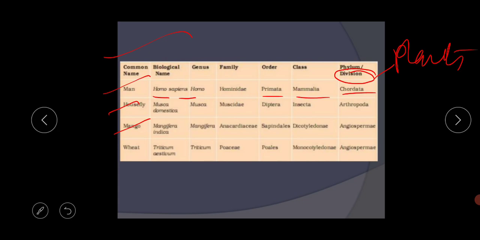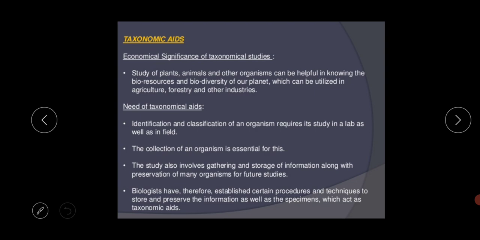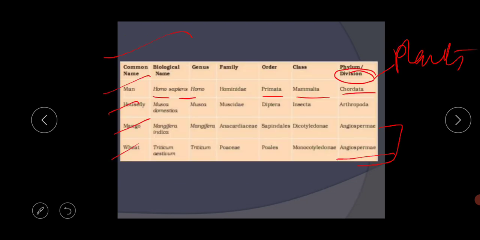Next is the mango. Mangifera indica: Mangifera is the genus, indica the species, family Anacardiaceae, order Sapindales, class Dicotyledonae and the division is Angiospermae. Next is the wheat. Triticum aestivum: Triticum is the genus name, aestivum the species name, family Poaceae, order Poales, class Monocotyledonae, division Angiospermae. This is not the phylum. These two actually belong under the division. So this is the basic thing.